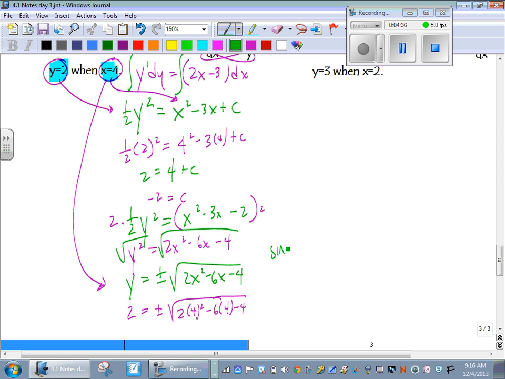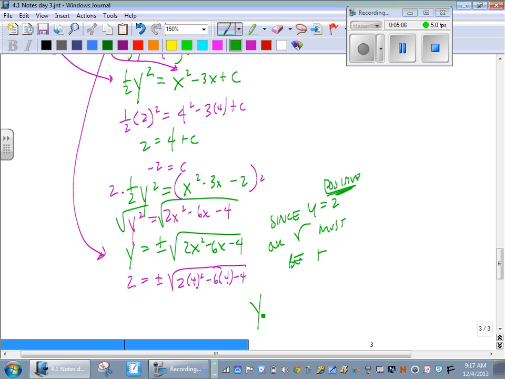Since y equals positive 2, our square root has to be a positive square root. Now, if this said y equals negative 2 when x equals 4, then our final answer would have to be the negative square root of that whole thing. But in this case, we're dealing with a positive square root of 2x squared minus 6x minus 4.